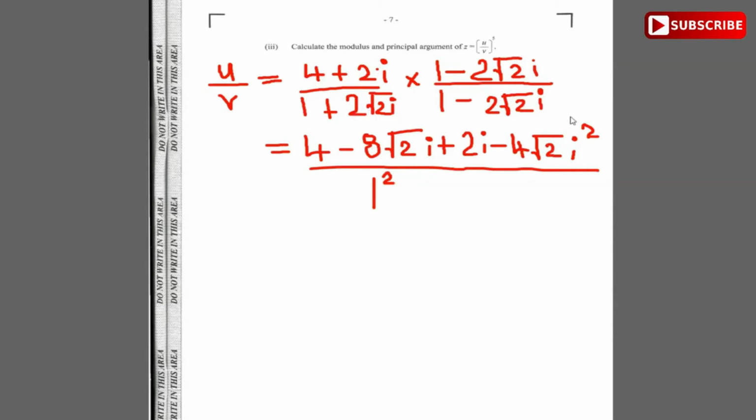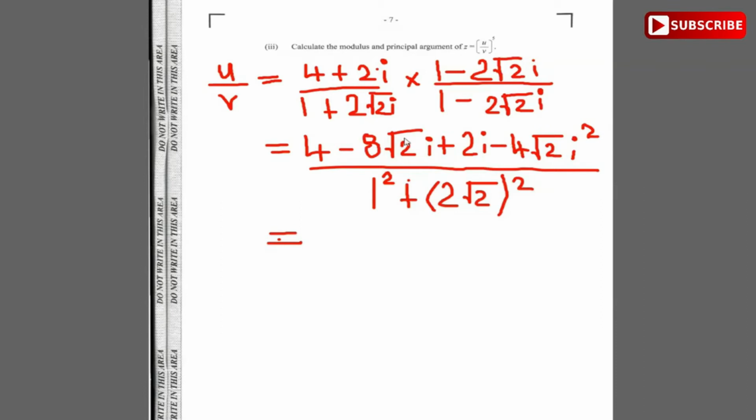Because we have 2 root 2i times minus 2 root 2i being squared, the i squared is minus 1, which makes it plus 2 root 2 squared. So remember, this is u over v. So this works out to be 4 minus 8 root 2 plus 2i minus 4 root 2 i squared. But i squared is minus 1.